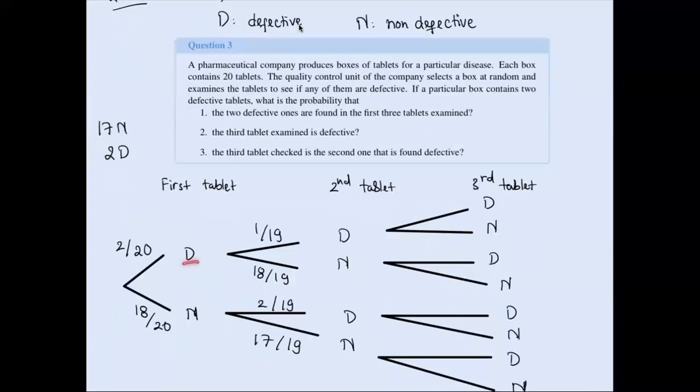If my first tablet is defective and my second tablet is also defective, then I still have 18 non-defective because I didn't get any of them at all. And I have 0 defective left. Then the chance that my third tablet is defective, given that my first is defective and my second is defective, is 0/18. And the probability of having a non-defective third tablet, given that your first 2 are defective, is 18/18.